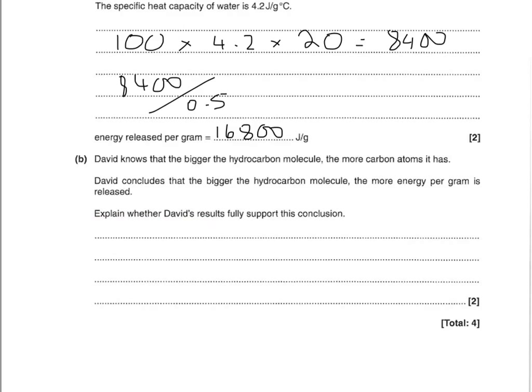So you could say that yes, because as the molecular size increases, the temperature change increases. That's 1 mark, and then for the second mark you have to say that the result for decane is anomalous, or is an anomaly. Or you could say no, because although as the molecular size increases, the temperature change increases, the result for decane does not fit the pattern. So you can't say that the results support the conclusion.